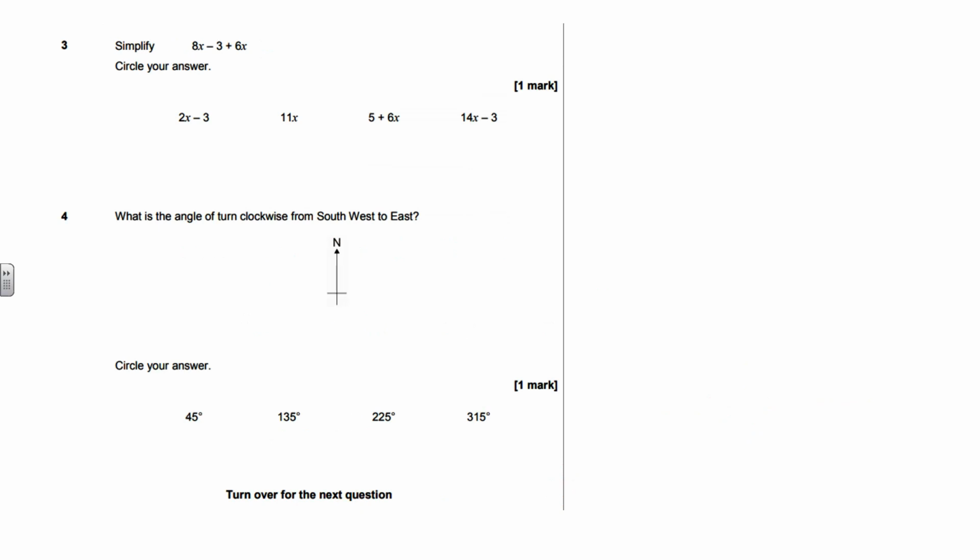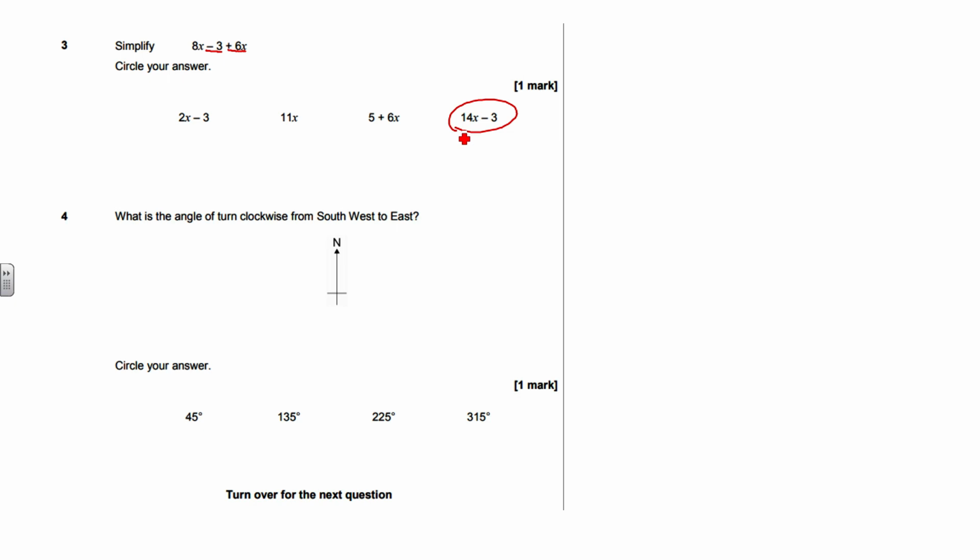Okay, question 3, we've got to simplify what we've got there. The important thing to remember here is that the minus relates to the 3. It isn't saying 8x take whatever comes next. The minus relates to the 3, the plus relates to the 6x. So we've got 8x add 6x is 14x, and then the minus 3 does nothing other than sit around and mind its own business at the end of the problem because it hasn't got an x on it.